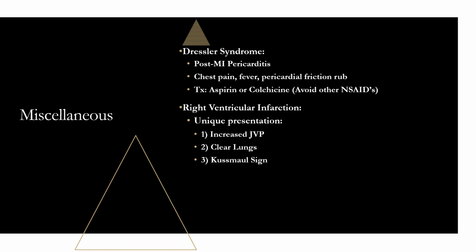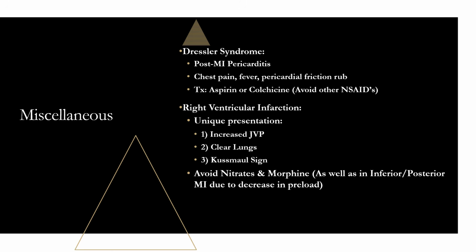So normally, I've gone over this before in some of the other videos, but normally on inspiration, the appropriate response is a decrease in JVP with inspiration. But because in these patients the right ventricle is failing because of the MI, fluid's backing up, and you have the opposite response. So you have this paradoxical rise in JVP on inspiration. So that's the triad you need to know for right ventricular infarction. That's the unique presentation of increased JVP, clear lungs, and Kussmaul sign.